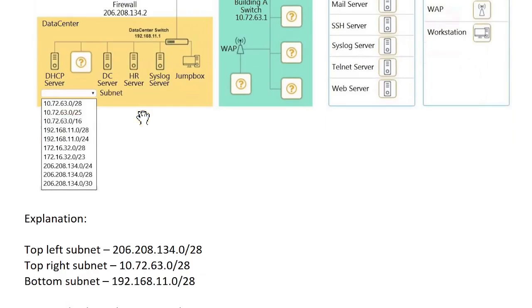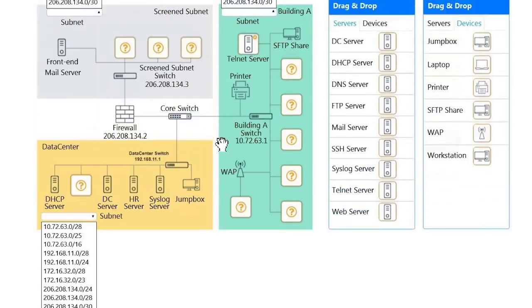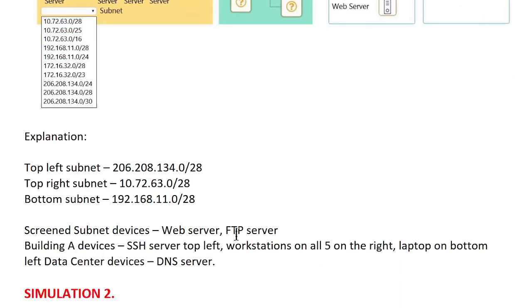Okay, you're going to put in the FTP server, and you're going to put in the web server. In the building A devices, which is over here. Up here, you got to switch out the telnet, put in the SSH. These are all going to be workstations, and you're probably going to put a wireless access point right there, right? That's fairly simple.